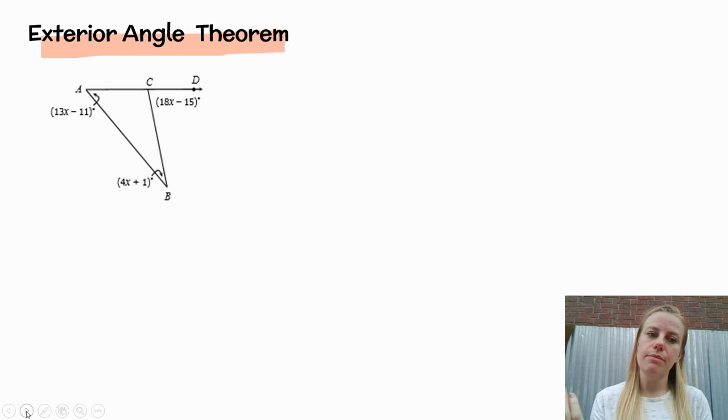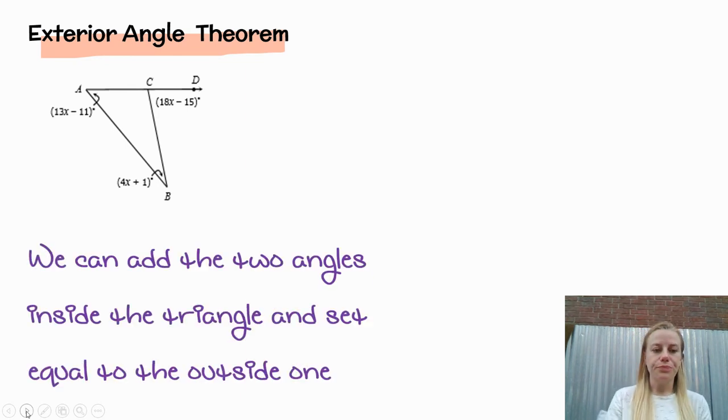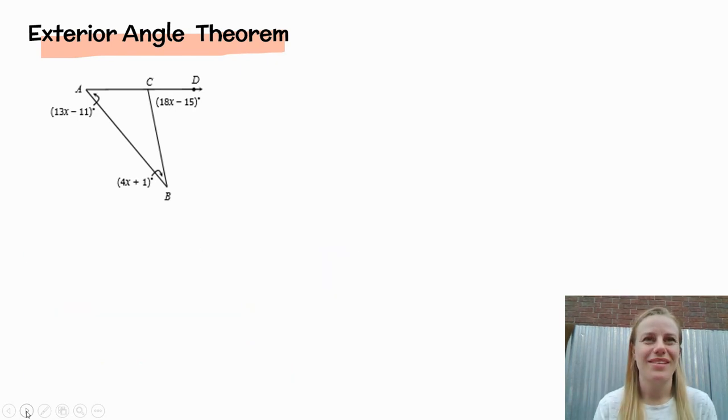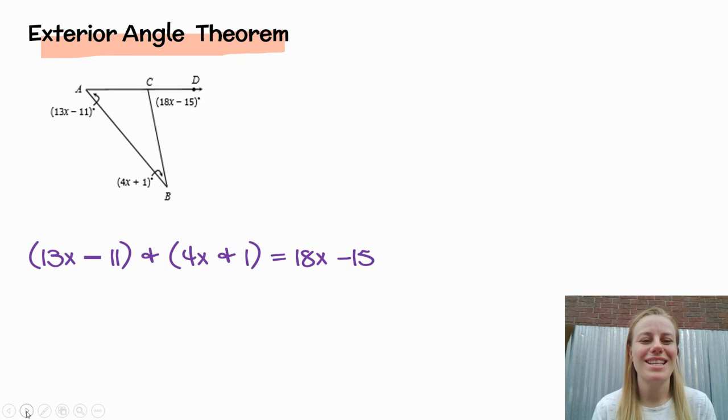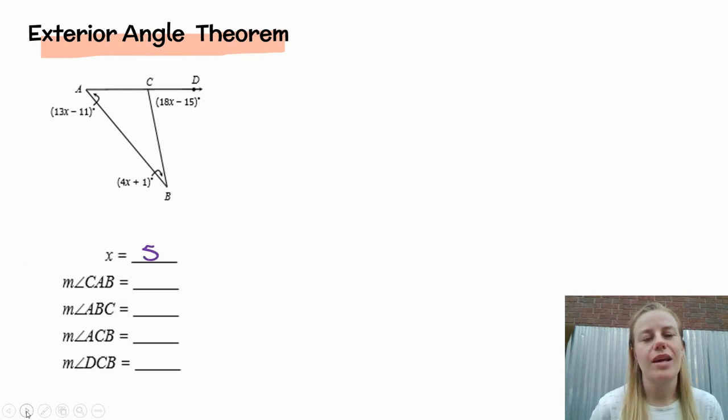Okay, so here's an example. We've got our triangle and our extension with our exterior angle. So we can add these two angles inside the triangle and set them equal to that outside equation. So 3x minus 11 plus 4x plus 1 equals 18x minus 15. And I can combine like terms and solve for x. X equals 5.